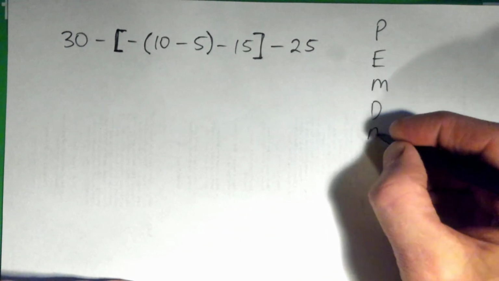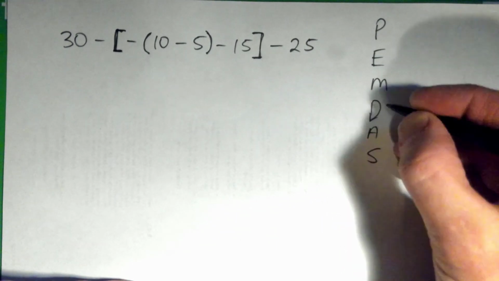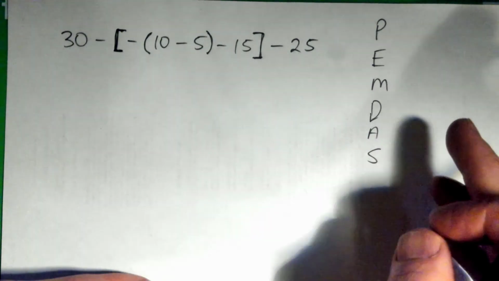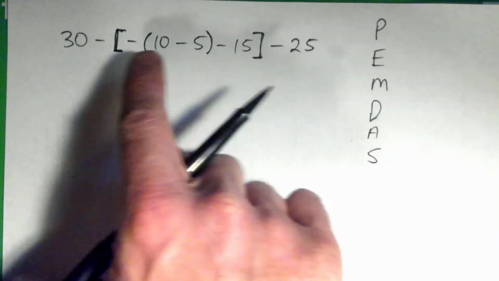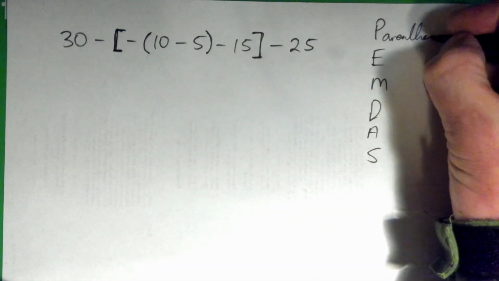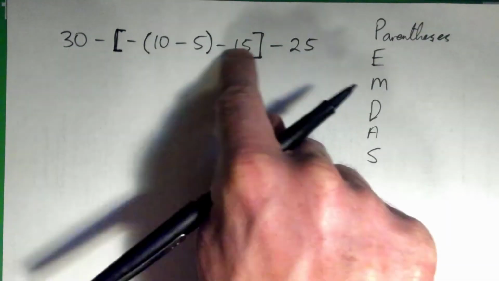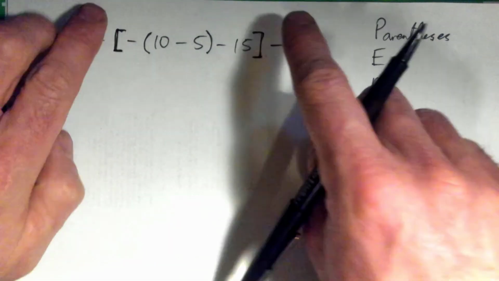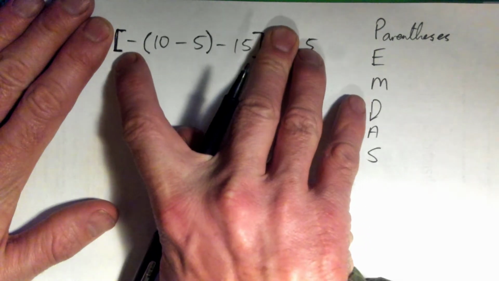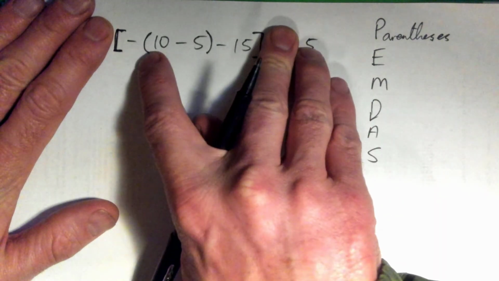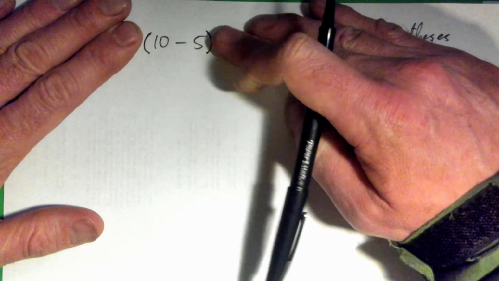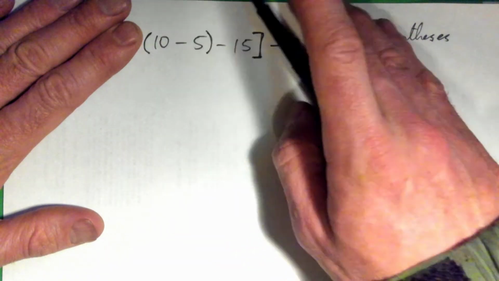PEMDAS. Parentheses, exponents, multiply, divide, add, subtract, right? So the first thing is we go from left to right and look for parentheses, and the first thing we'll see is that square bracket. So we do everything inside the square bracket and forget everything else. But then inside the square bracket, going from left to right, we find parentheses. So we do everything inside there and forget about everything else. So just do that first, right?